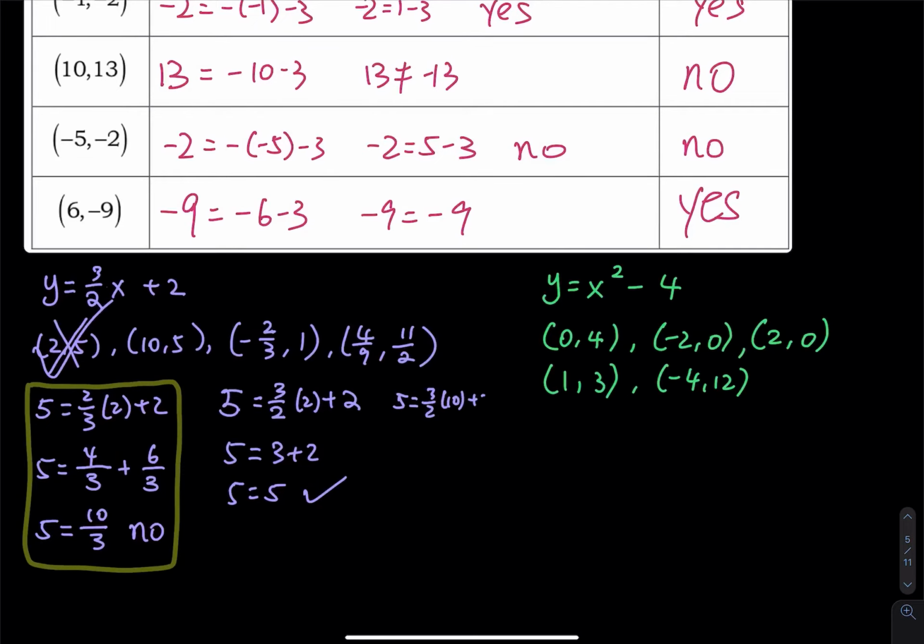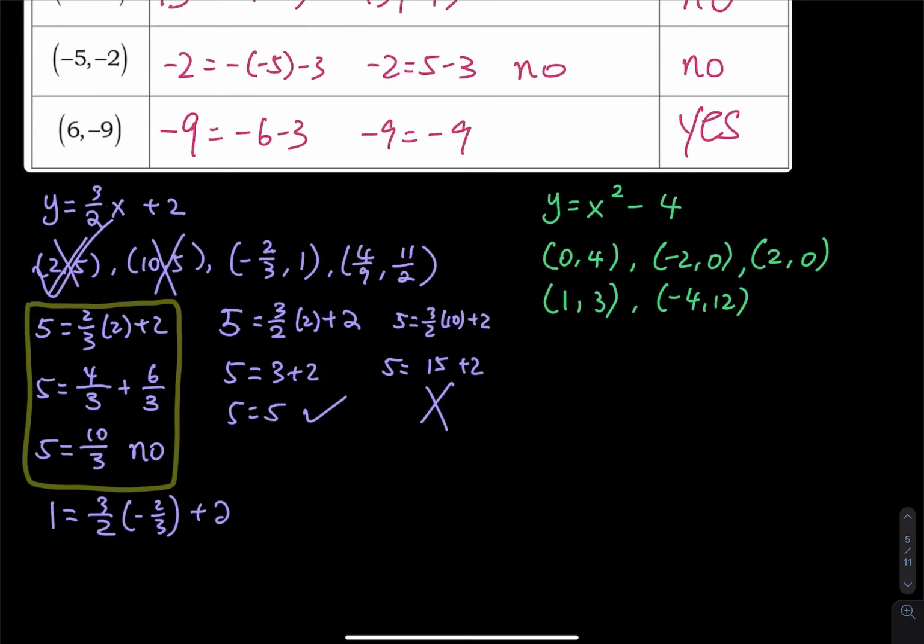And then the next one, we have 1 equals 3 over 2 times negative 2/3 and then plus 2. So we have 1 equals negative 1 plus 2. So that is 1 equals 1. So this is true. Then this is true then.